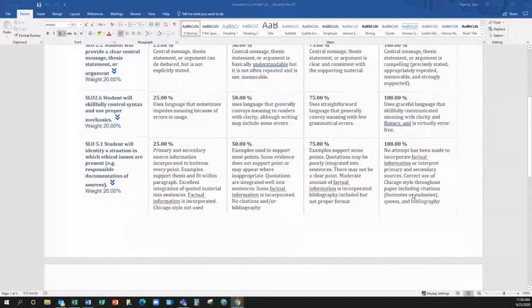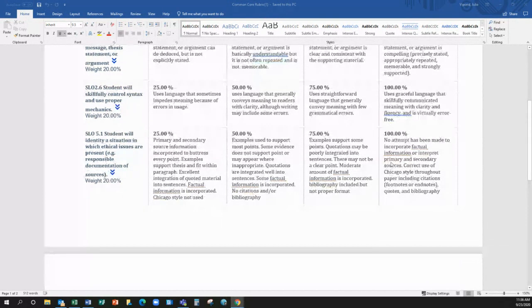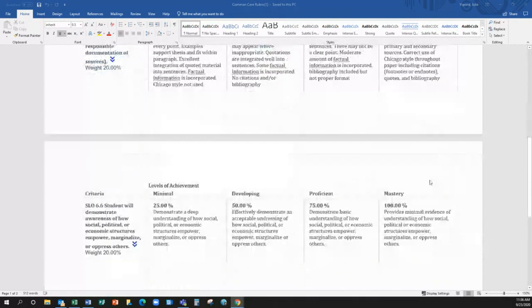All right, student learning objective 5.1. Student will identify a situation in which ethical issues are present. So this is citations. Do you have a bibliography page? Did you use footnotes where you needed them? Again, all this is going to be done through the Chicago Manual of Style. There's the quick guide already on Blackboard. There's also the link that's under the assignment instructions. So make sure you get your sources.